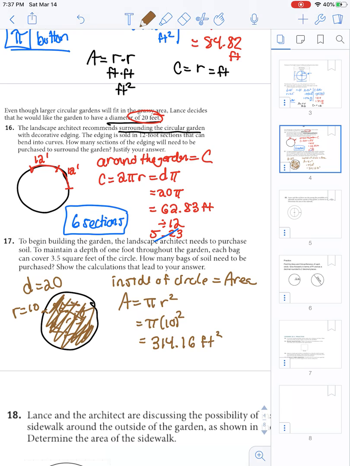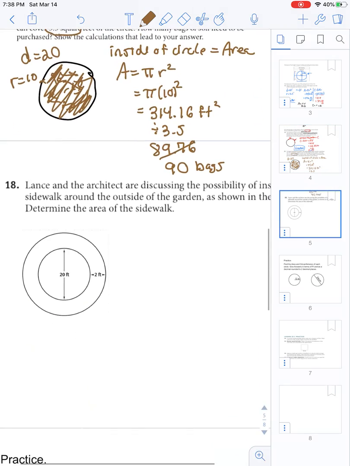We know that each bag covers 3.5 square feet. So if I divide by 3.5, we'll get about 89.76. Once again, we can't buy 0.76 of a bag, so we'll round that up to 90 bags of soil.